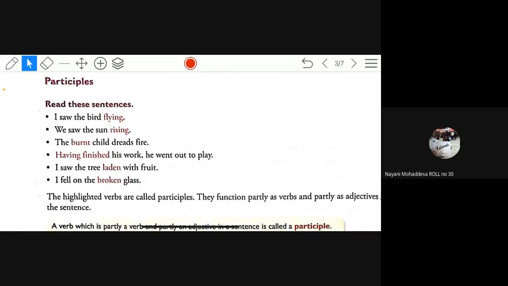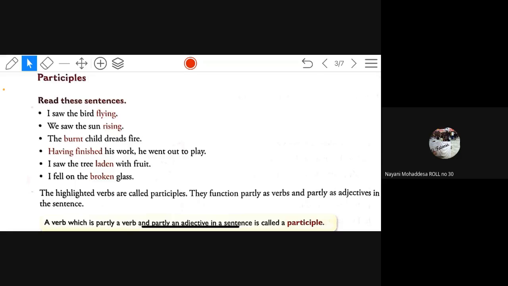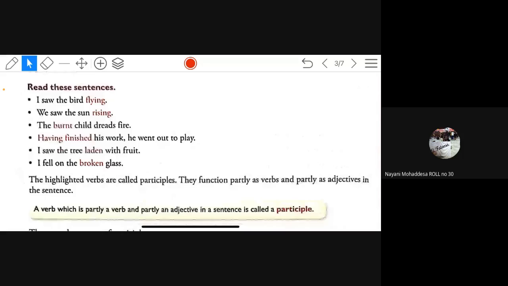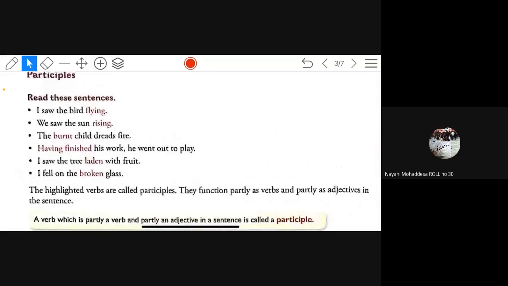Participle. Read these sentences. I saw the bird flying. He saw the sun rising. The burnt child dreads fire. Having finished his work, he went out to play. I saw the tree laden with fruits. I fell on the broken glass. The highlighted verbs are participles. They function partly as verbs and partly as adjectives in the sentence. A verb which is partially a verb and partly an adjective in a sentence is called a participle.